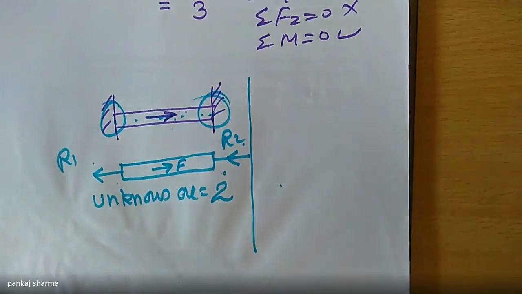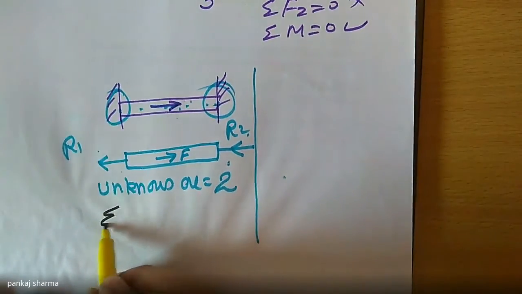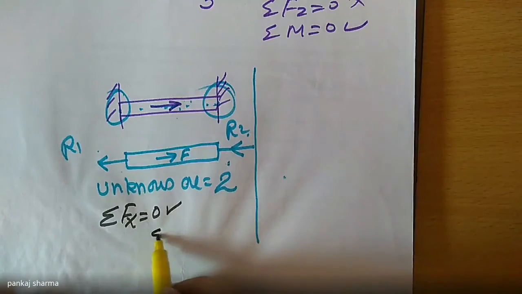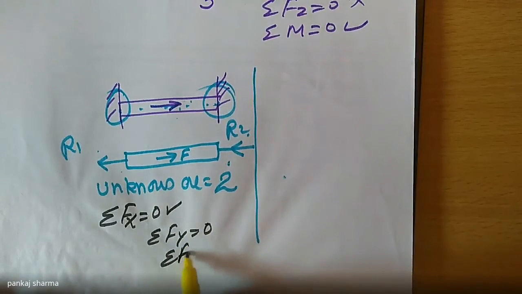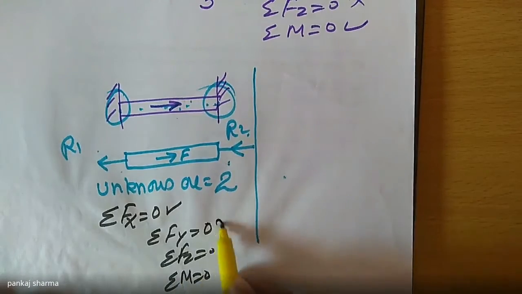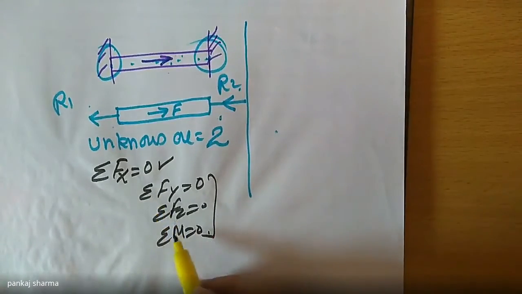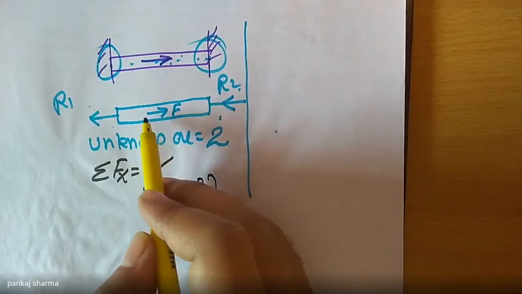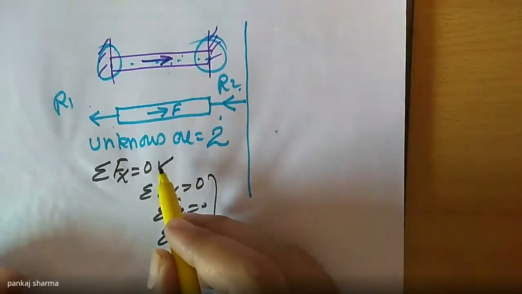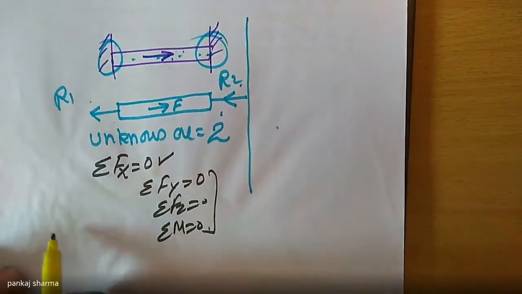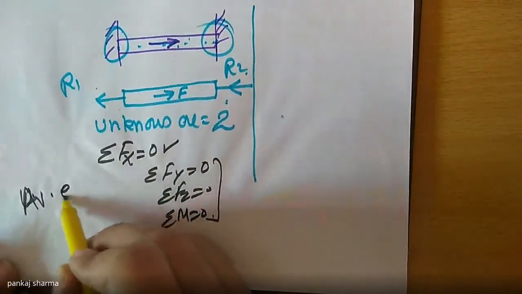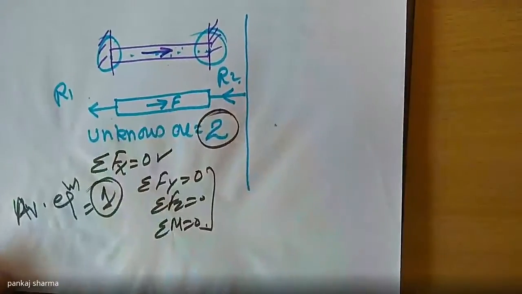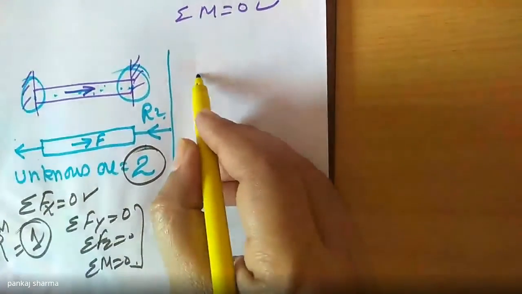So among the available equations of equilibrium, Fx equals 0 is applicable. Fy equals 0, Fz equals 0, net moment equals 0, all three are not applicable, not useful. M equals 0 means this external force is not responsible for rotating this beam. So only a single equation is there, only 1 available equation. But unknowns are 2. So we can't calculate.